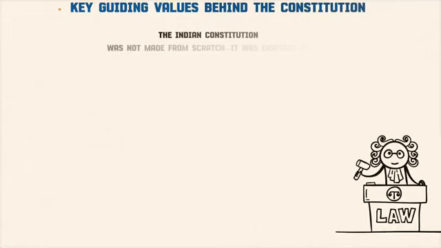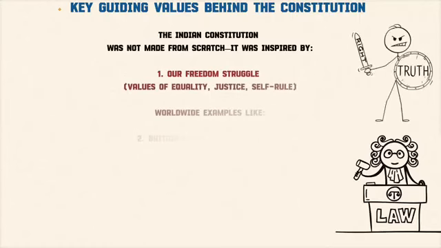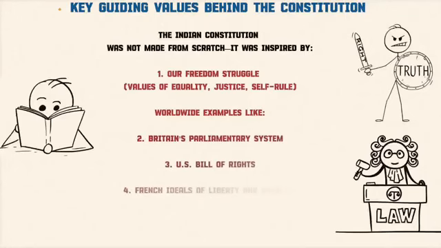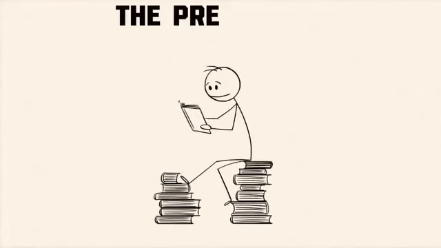Key guiding values behind the Constitution. The Indian Constitution was not made from scratch. It was inspired by our freedom struggle, values of equality, justice, self-rule. Worldwide examples like Britain's parliamentary system, U.S. Bill of Rights, French ideals of liberty and equality, USSR's idea of social and economic justice.